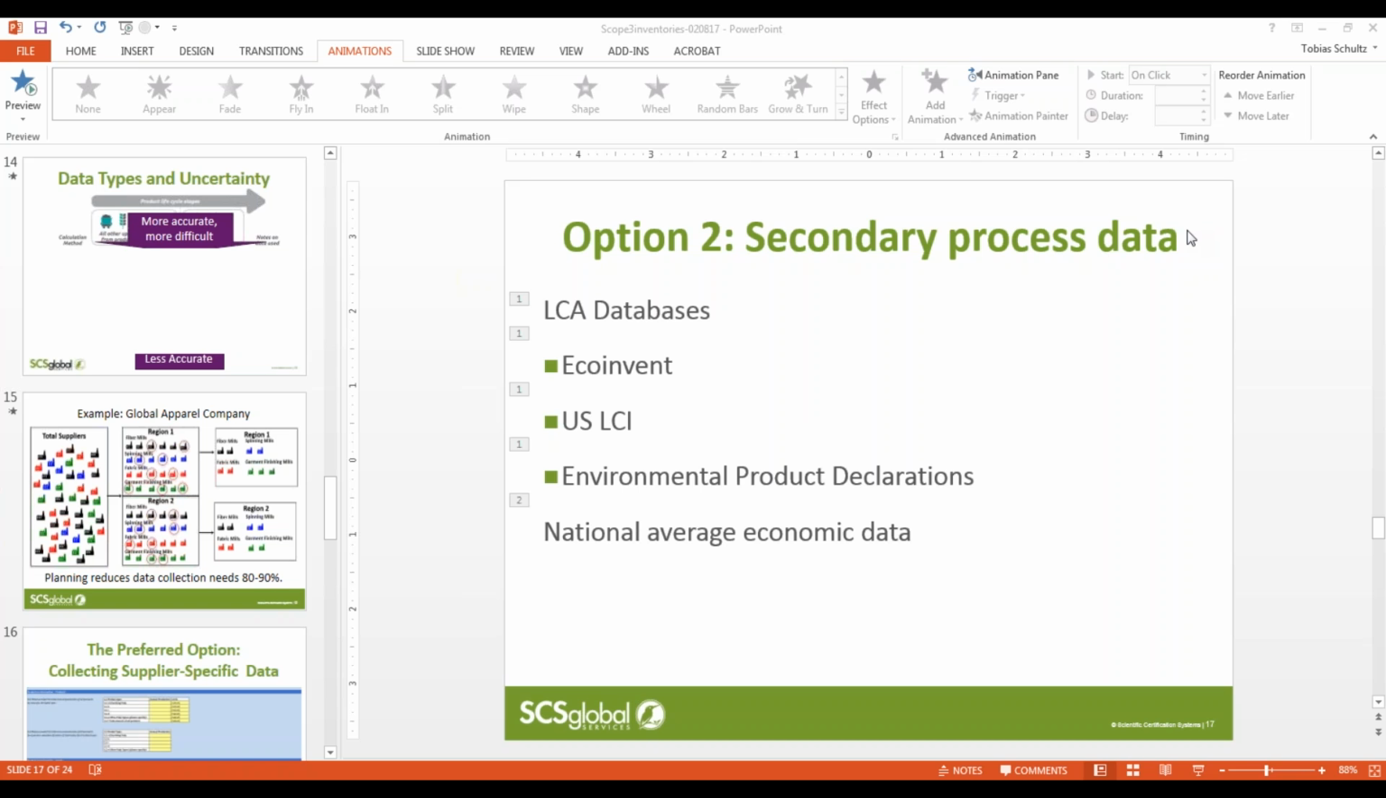Great, thank you, Tobias. Another question we had come in: how many Scope 3 categories need to be covered, and how are the categories determined?